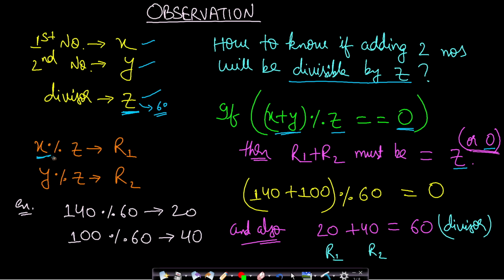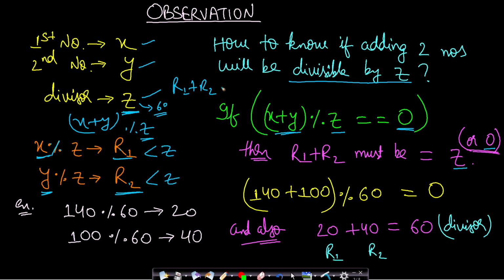So let's assume that you had a number x and you took x mod z, the remainder was r1. You took y mod z, the remainder was r2. Now in order for x plus y to be divisible by z, your r1 plus r2 should also be divisible by z. But these remainders were calculated by taking mod of z. So r1 should always be less than z and r2 should always be less than z. So r1 plus r2 should always be less than 2z, right? So what is the minimum value of r1? The minimum value of r1 is 0. And similarly the minimum value of r2 is also 0.